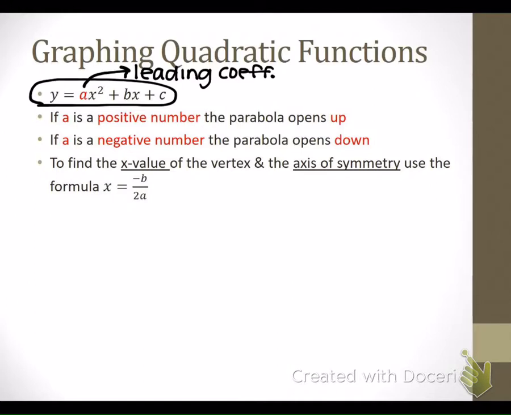If your a is positive, then your parabola is going to open up, and hopefully that makes perfect sense to you. If your leading coefficient is positive, your parabola opens up. If your leading coefficient is negative, your parabola opens down. And we've already talked about this, but to find the x value of the vertex and the axis of symmetry, we're going to use the formula x equals negative b over 2a. Very important: the axis of symmetry and the x coordinate of the vertex are the exact same number.